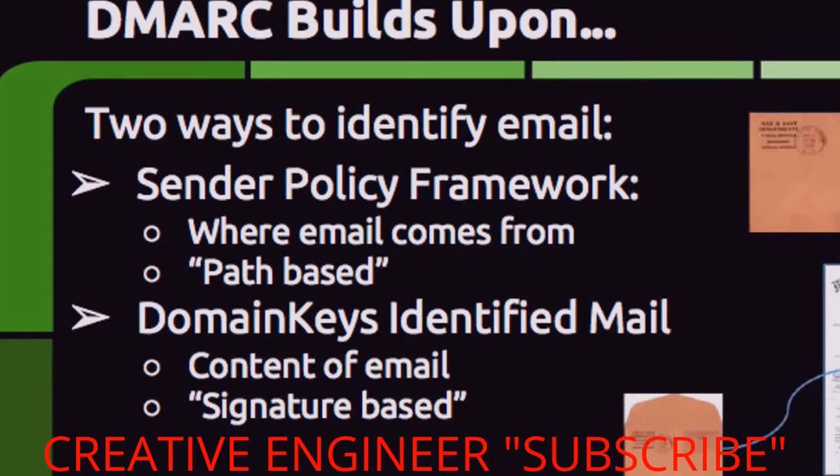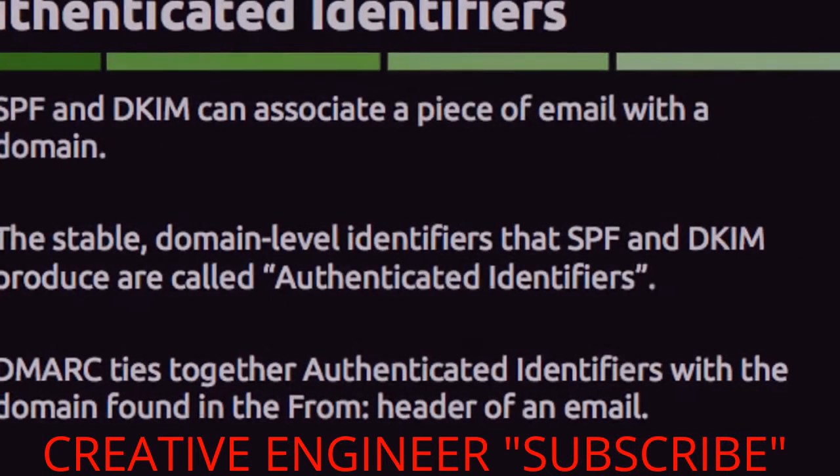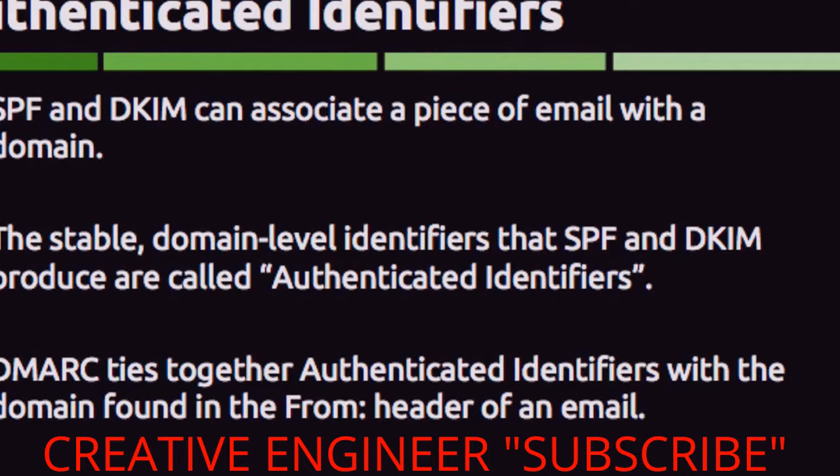SPF, which stands for Sender Policy Framework, and DKIM, which stands for DomainKeys Identified Mail, work in different but complementary ways to create a link between a piece of email and a domain. SPF and DKIM are standalone technologies that have been around for many years and can be used independently from DMARC. By themselves, SPF and DKIM can associate a piece of email with a domain. In the language of DMARC, SPF and DKIM generate authenticated identifiers.